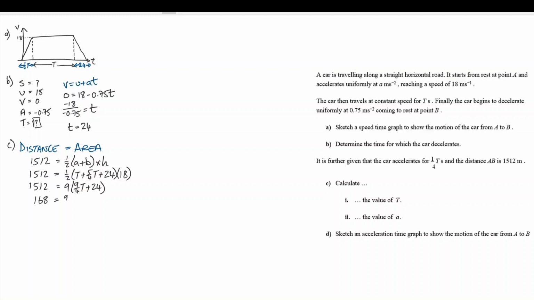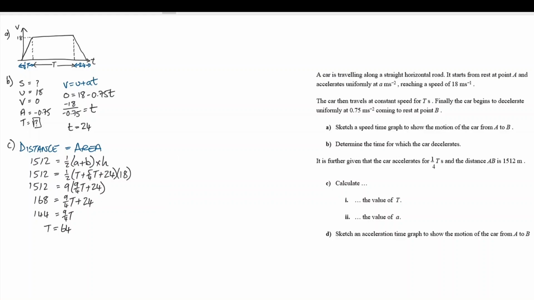On these next few lines, I'm simplifying. 18 times a half is 9. We can divide by 9, subtract 24, divide by 9/4, and eventually we get t equals 64. The time where there was constant velocity, 64 seconds.